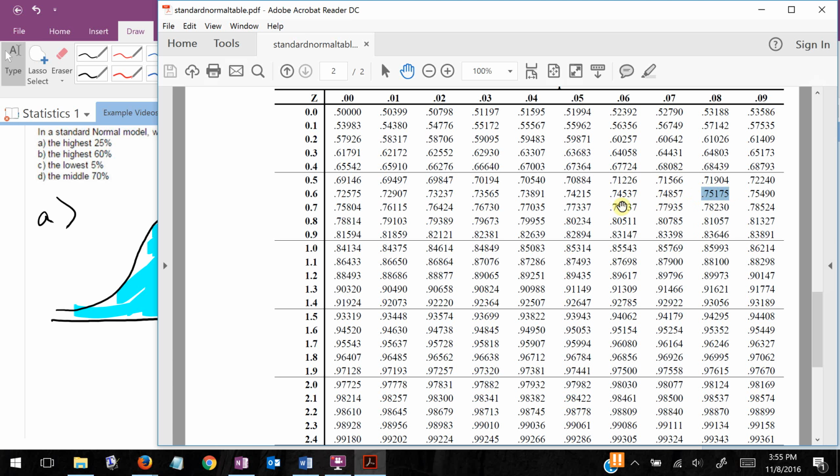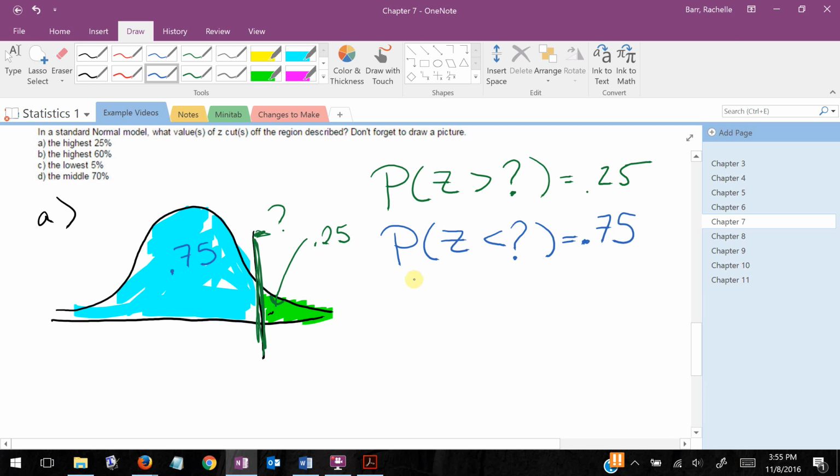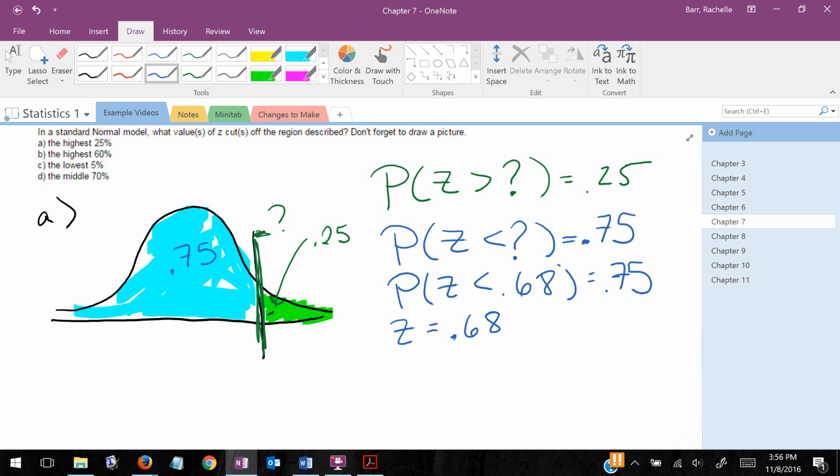So I look up the score that goes with it. I'll look down the row, 0.6, and then look up the column, 8. So the score I'm interested in is 0.68. Obviously, if you do this with technology, you're going to get a more accurate number than what I just got. So the z I want to have as my cutoff value is 0.68. Okay, so I'm going to save this and come back and show you how to do this on a calculator for the rest of these.